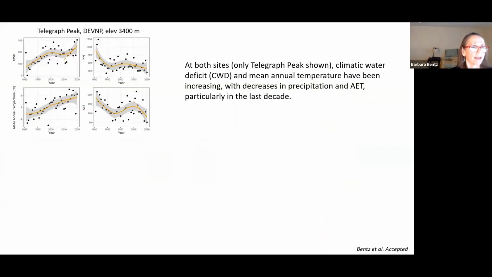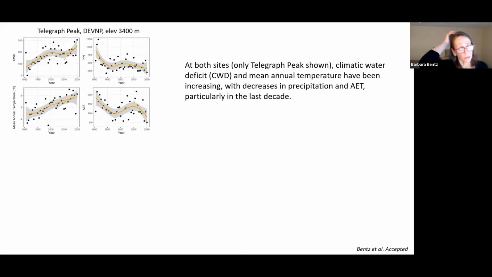So at both sites, I'm only showing Telescope Peak here, but the Wah Wahs were similar. Climatic water deficit, which I mentioned earlier, is a measure of plant stress, and the higher the value, the more plant stress is going on. You can see CWD and mean annual temperature have been increasing, and then precipitation and actual evapotranspiration have been decreasing, particularly in this last decade. You can see here with this regression line.